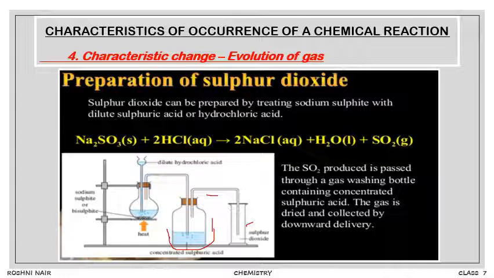So sulfur dioxide which is produced is passed through a gas washing bottle containing concentrated sulfuric acid. The gas is dried and it is collected by downward delivery. Previously, when we were learning about oxygen, it was downward displacement. Why? Because the gases are very light, so they will be collected on top of the inverted.